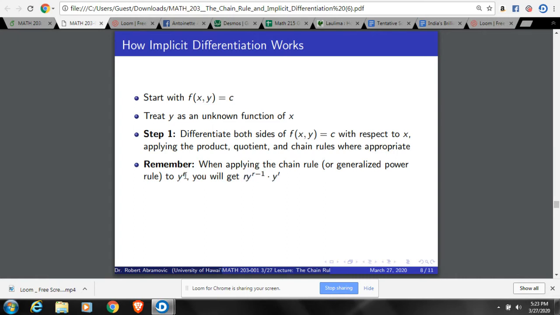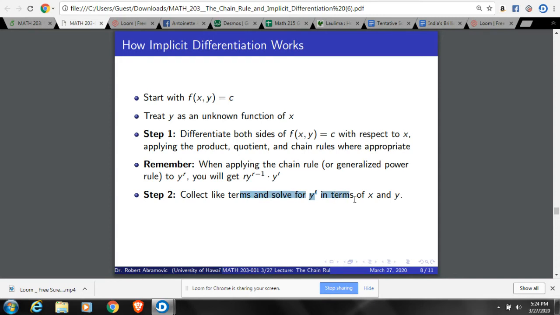That's because r comes down by the generalized power rule or chain rule. The power function, something to the r power, is the outside function, y is the inside function. R comes down, r times y to the r minus 1 times y prime. And so when we're multiplying by y prime, we're multiplying by the derivative of the inside function, the derivative of this function y.